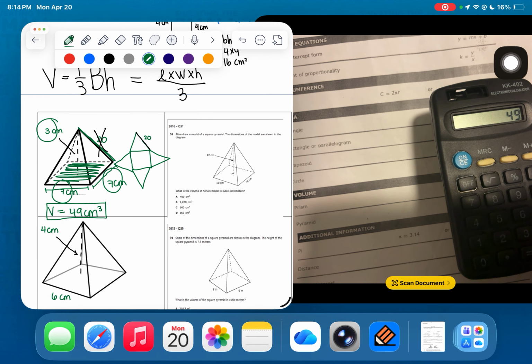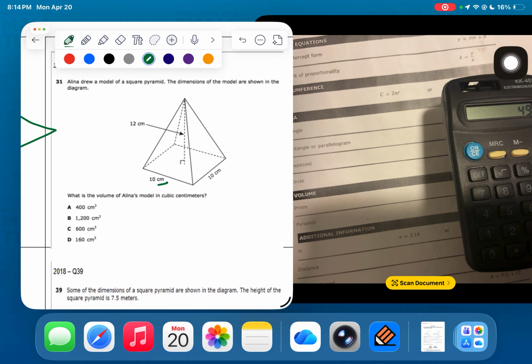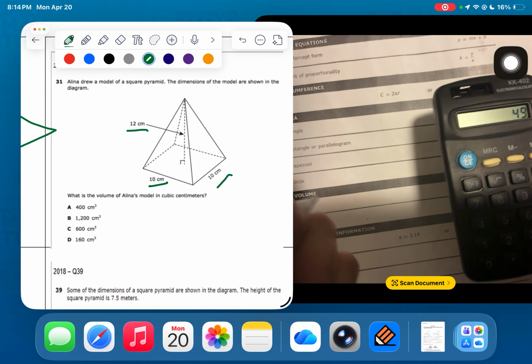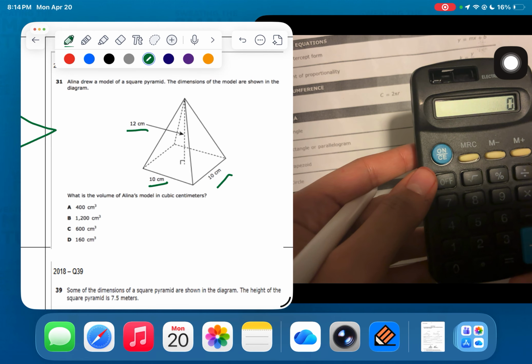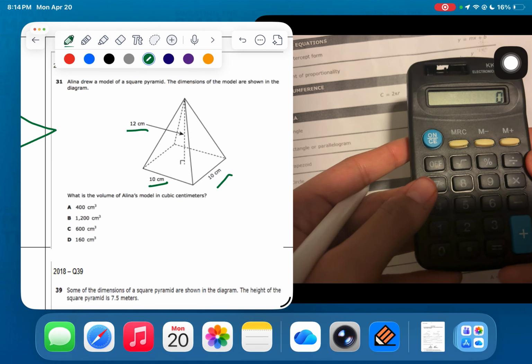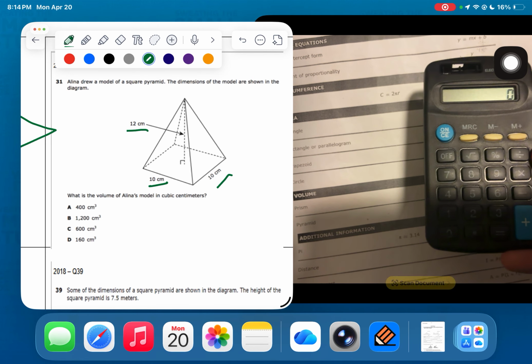Entonces, vamos a la que sigue. In this one, ya me dan los 3 números. I don't need to think about the measures of a square. No necesito saberme nada. I already have my 3 numbers. Multiply them and divide by 3. So multiply 3 numbers, divide by 3. You do that one on your own.